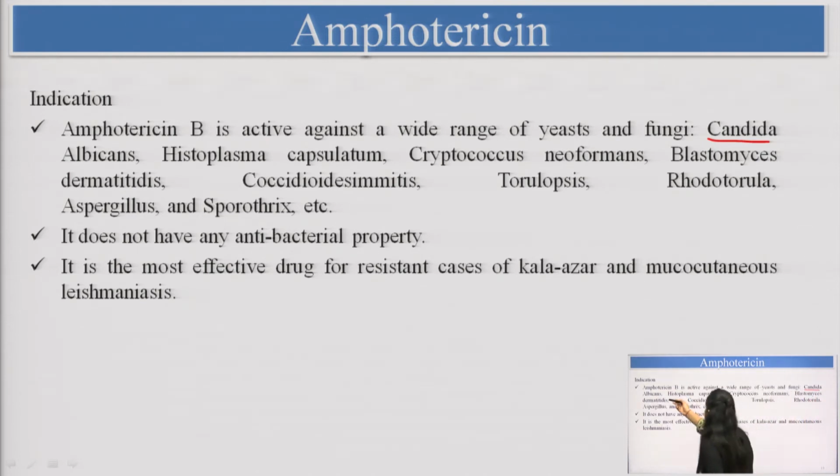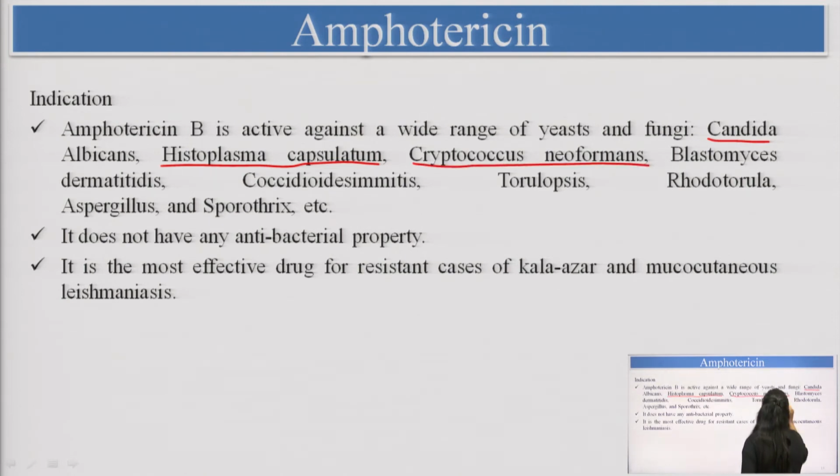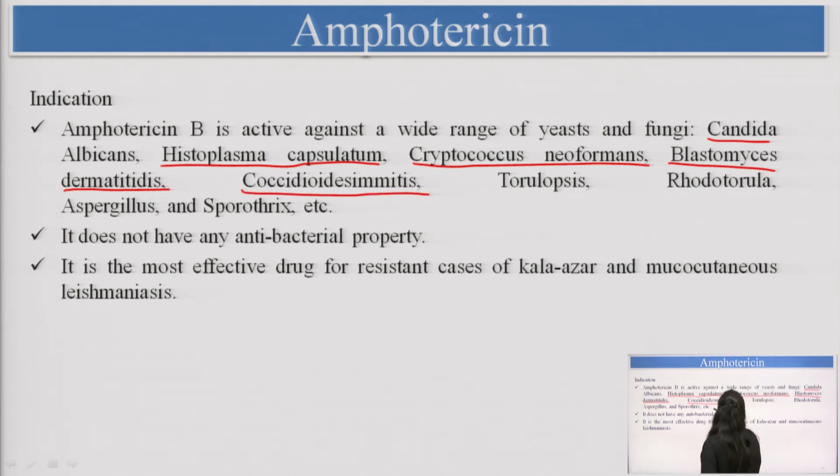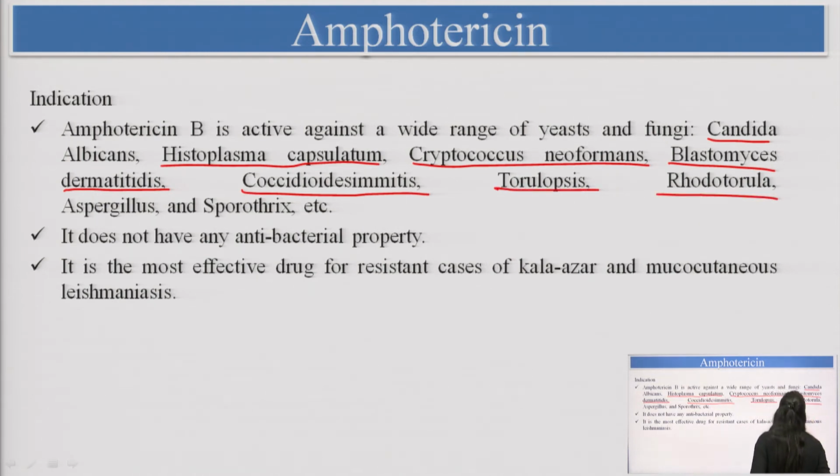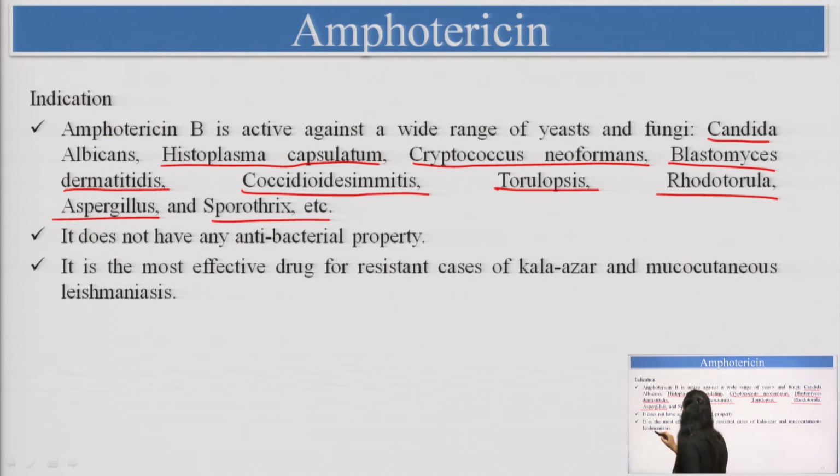So, Candida albicans, Histoplasma capsulatum, Cryptococcus neoformans which is affecting the brain area, and Blastomyces dermatitidis, this is affecting the local areas, Coccidioides immitis, Torulopsis, Rhodotorula, Aspergillus and Sporothrix. These are some of the species which are causing fungal infection. So, this drug is effective against these species.